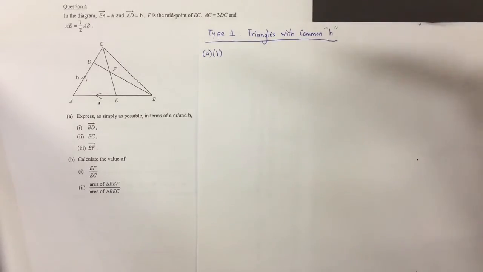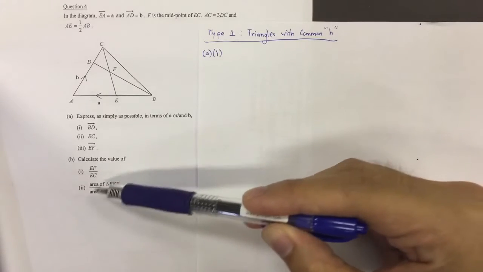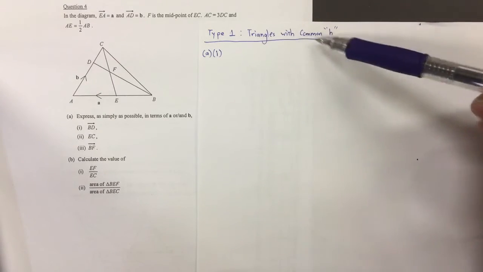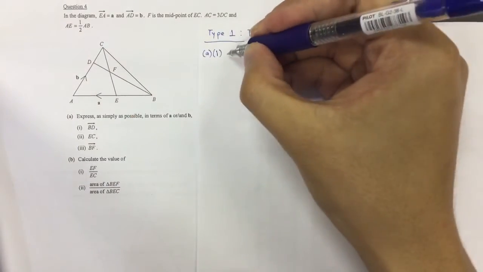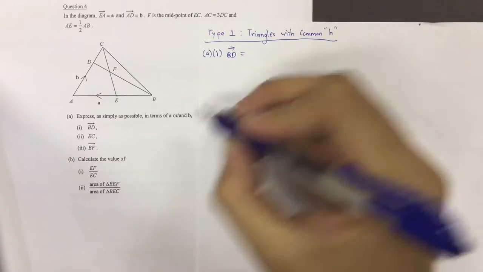Right, so now we're going to do another question on vectors. This is a question, and basically I'm focusing on this part, which is the type of question that features triangles that share a common height. So to attempt this question, first of all, answer part A, where we need to find or express certain vectors in terms of vectors A and B first.